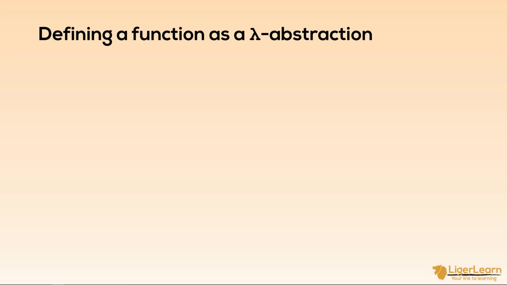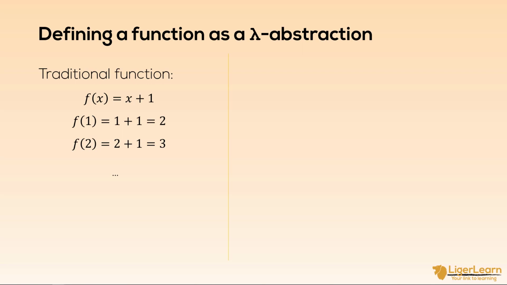We define functions within the lambda calculus by using what is known as a lambda abstraction. Before we consider lambda abstractions, let's think of a simple function in the traditional mathematical sense. Let's say we have a function called f, which has a single argument x, and the function body simply adds 1 to x. It is important to note here that the function has a name, which we've called f, just for convention's sake. We say that the function f is applied to the argument x, or more commonly f of x for short. So we can say f of 1 equals 2, and f of 2 equals 3, and so on.